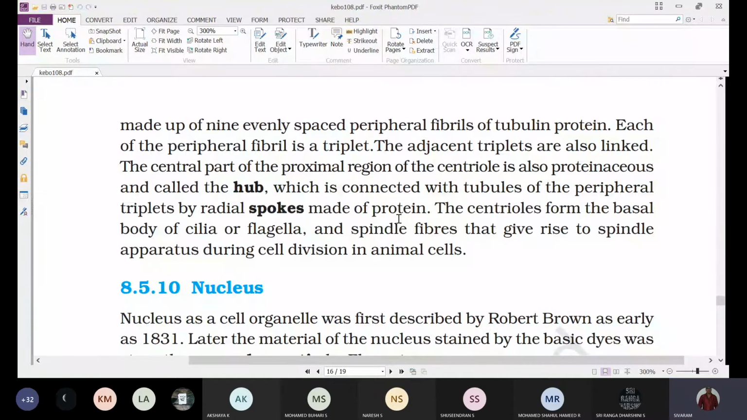The centrioles form the basal body of cilia or flagella, and spindle fibers that give rise to the spindle apparatus during cell division in animal cells. So what is the function of this? The centrioles are involved in the formation of basal bodies, from where the cilia or flagella will arise.